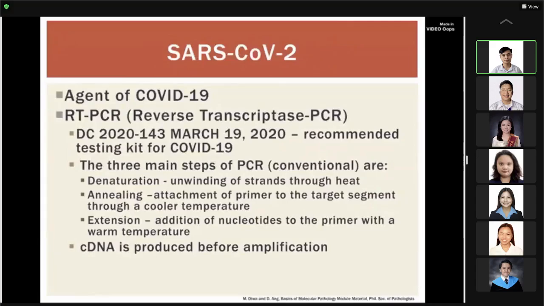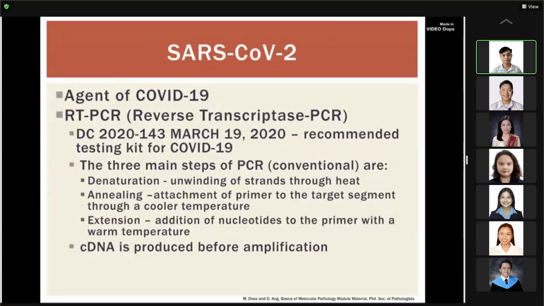And just a review, alam naman natin ang PCR has three main steps. Yung conventional, denaturation, annealing, and extension. In denaturation, there is unwinding of the strands using heat. And then there is annealing, which is attachment of the primer to the target segment. This is done in a much cooler temperature. So the primer will attach to the target segment, and then there will be addition of nucleotides to the primer. Pahahabain natin siya. That step is known as extension.